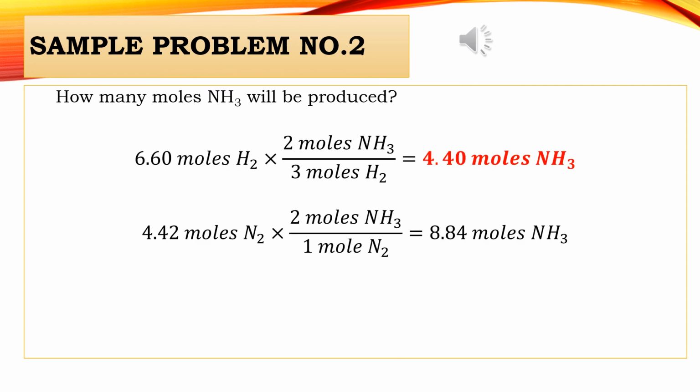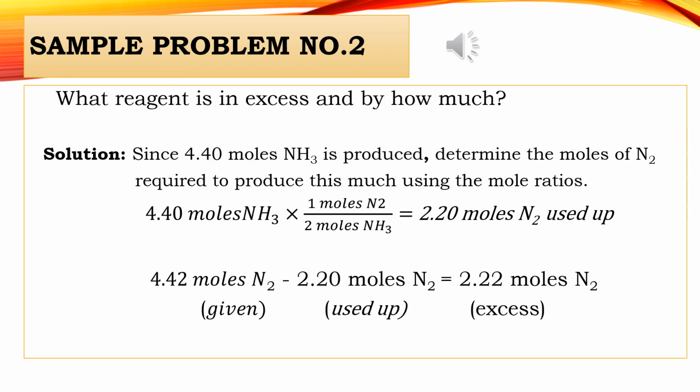So how many moles of ammonia will be produced? The answer depends on the limiting reactant. Since hydrogen is the limiting reactant, then the number of moles of ammonia produced is 4.40 moles. For the question what reagent is in excess and by how much, we already know what is the excess reagent, that is nitrogen gas. The only question left is by how much nitrogen gas is left after the reaction.